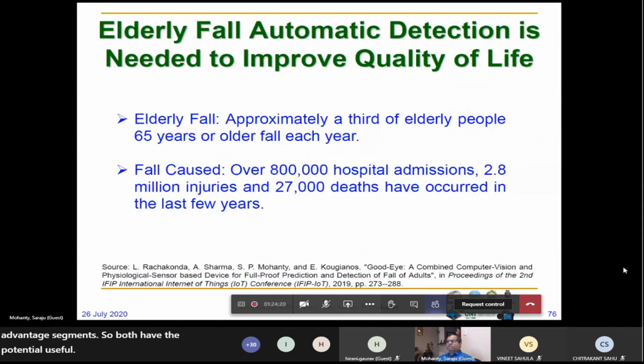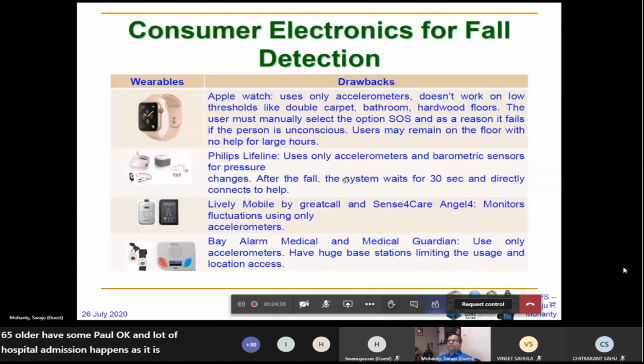And another aspect we have been working on, with one student, is what we call fall detection. This we feel is, again, a very important problem. Approximately a third of the elderly population aged 65 and older have some fall, and a lot of hospital admissions happen as a result of that. So we want to model it.